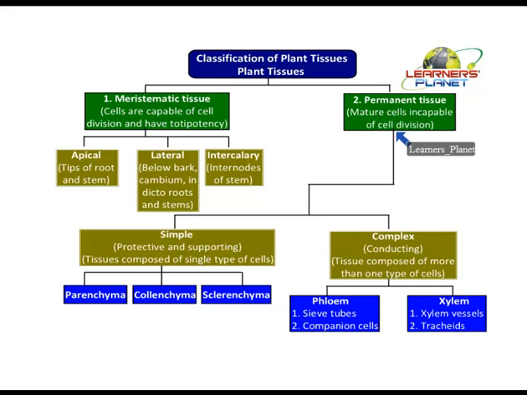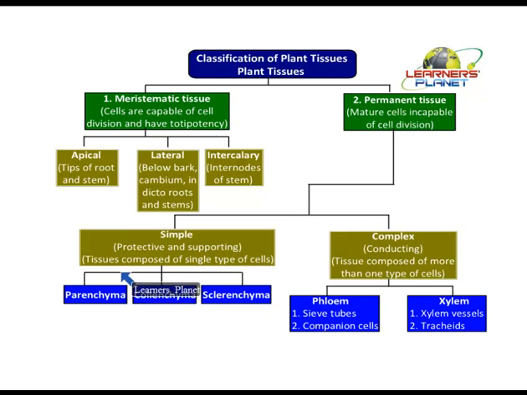Permanent tissues are mature cells, but they have lost the power of cell division. Now, they are of two kinds, depending upon the type of cells constituting the tissue. So, if the permanent tissue is composed of a single type of cell so as to perform a particular function, which type of function? Protective and supporting kind of function. Then, if they are composed of a single type of cell, they are known as simple permanent tissues.